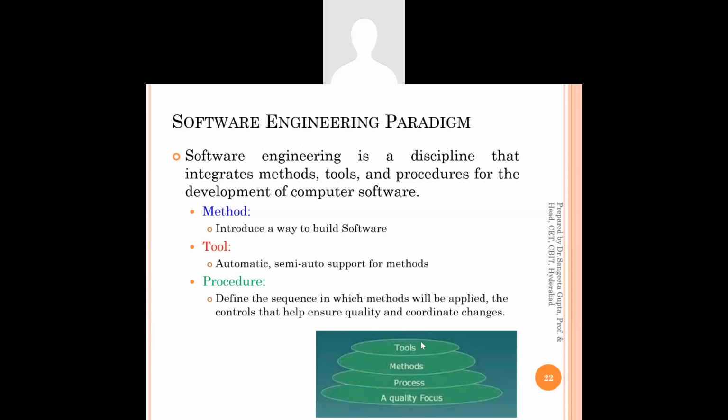Tools can be either automated tools or semi-automated tools. And process represents the sequence or the procedure in which methods have to be applied so that the quality can be ensured while developing the software. Hence, software engineering is said to be a discipline that integrates methods, tools, and procedures for the overall development of computer software.